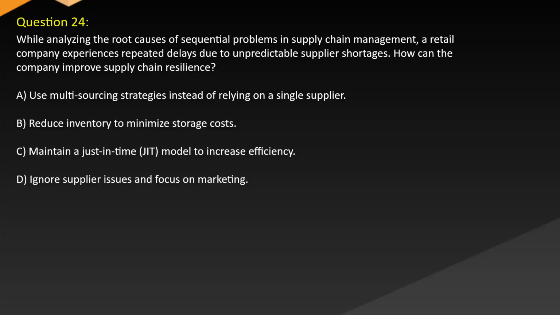A. Use multi-sourcing strategies instead of relying on a single supplier. B. Reduce inventory to minimize storage costs. C. Maintain a just-in-time (JIT) model to increase efficiency. D. Ignore supplier issues and focus on marketing.